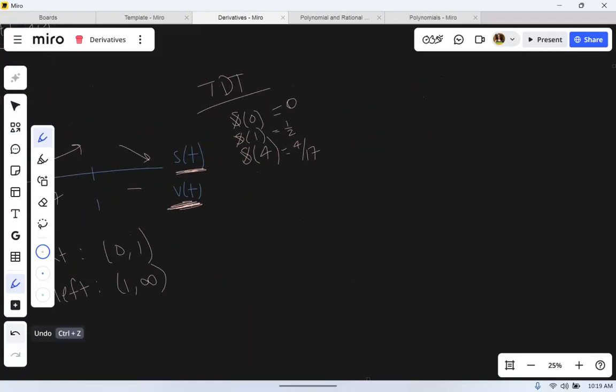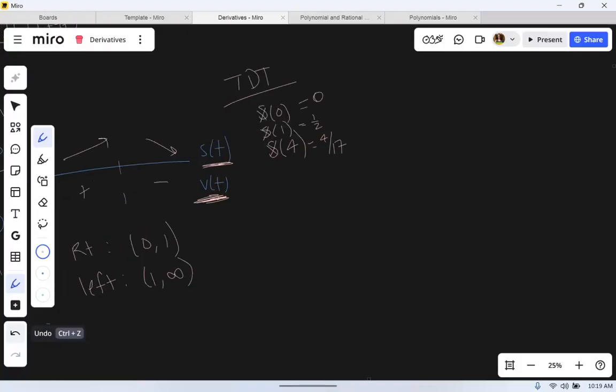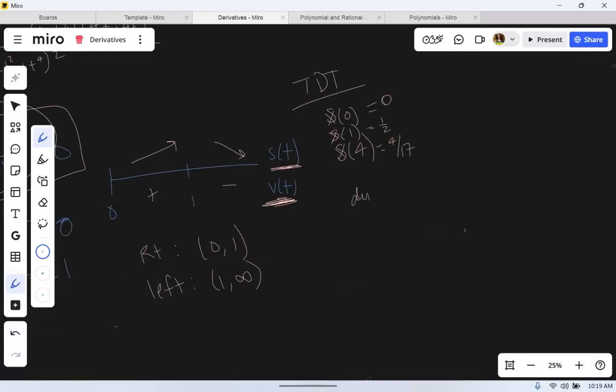All right, so let's look. Difference in total distance traveled and in displacement. Displacement is 4/17 meters minus 0, which is just 4/17. But total distance traveled, so I start at 0. I move to the right 1/2, right? And then I move back until I get to 4/17. But how far did I travel? I didn't go back to 0. So you've got to subtract them.